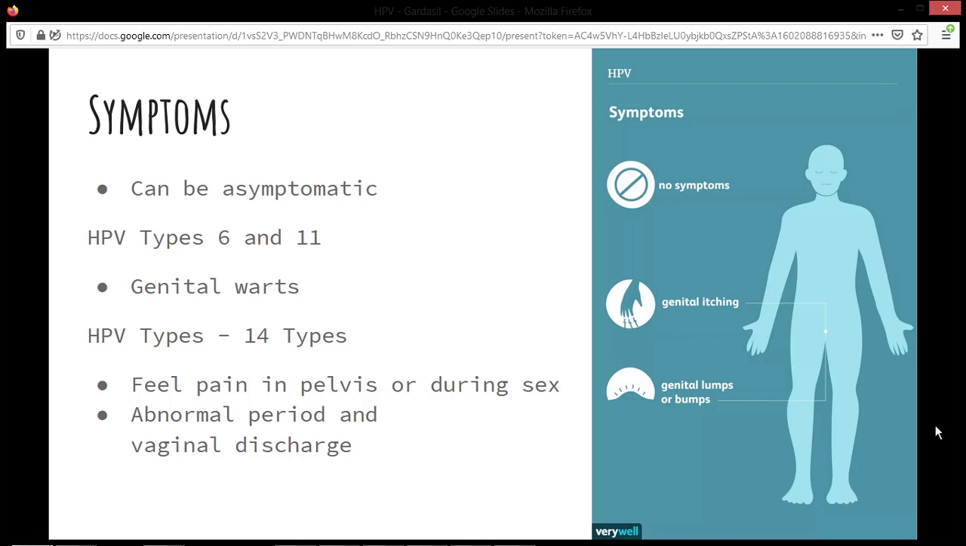But there are different types of strains of HPV. For example, HPV types 6 and 11 cause approximately 95% of genital warts. The warts can be flat or raised, single or multiple, and clustered. There are 14 high-risk genotypes of HPV that cause 80% of cervical cancer. People who are infected by these types of HPV are usually asymptomatic, but some can experience pelvic pain intermittently or during sex, bleeding after sex, abnormal periods, and vaginal discharge.